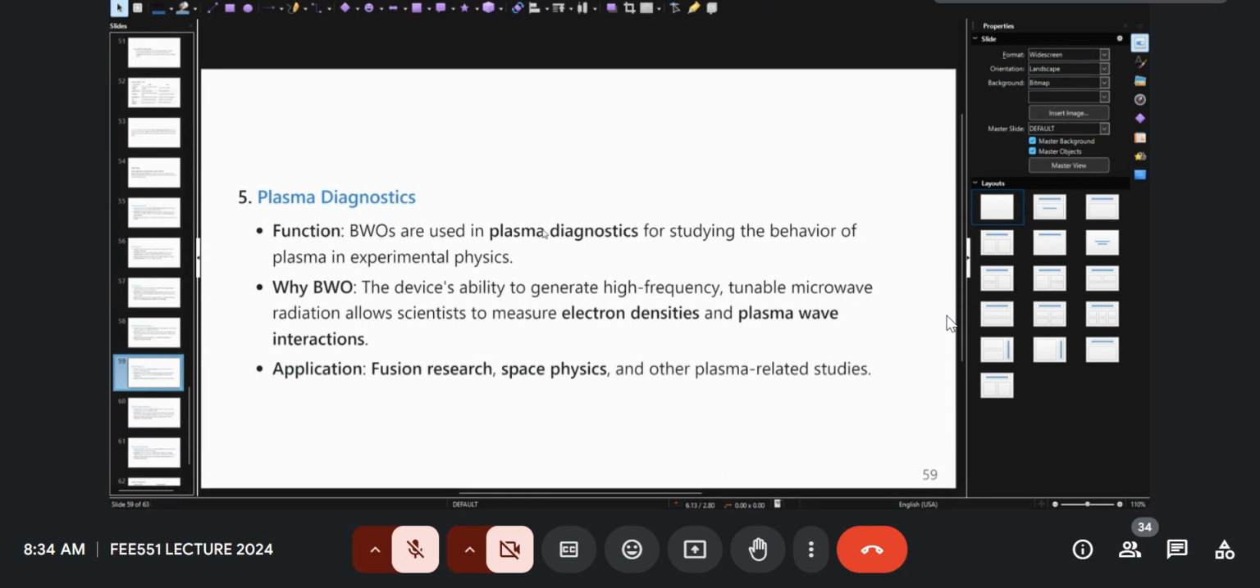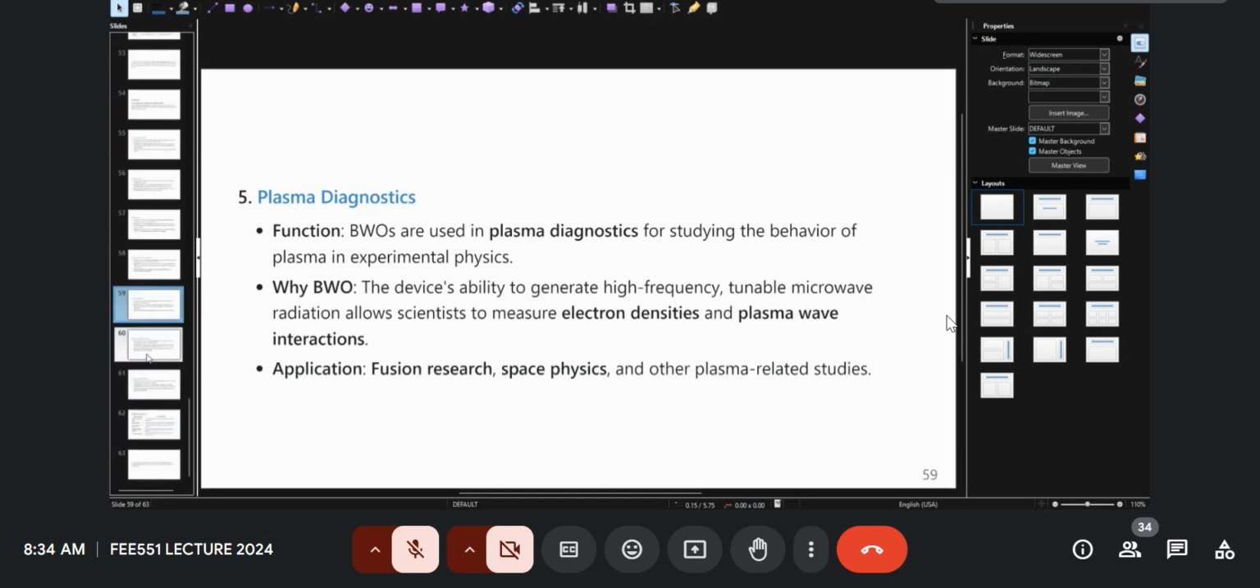Plasma diagnostics is something we've talked about in spectroscopy also. The device's ability to generate high frequency. You can tell that most of these applications make use of the wide frequency tunability range and also its ability to generate high frequency. As I've said, to measure electron densities and plasma wave interactions, here in fusion research, space physics, and other plasma related studies.